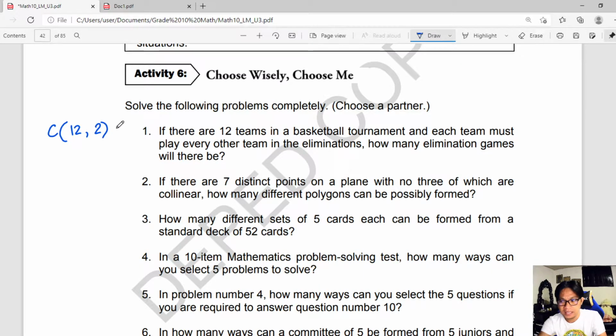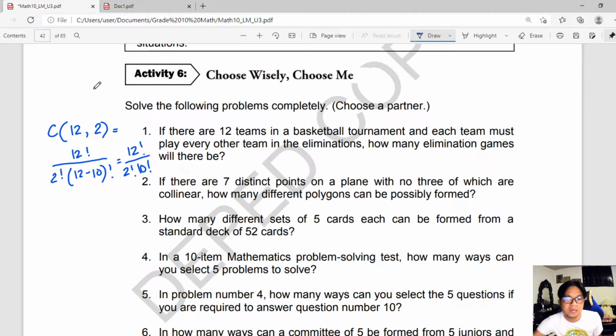Ito yung magiging itsura niya. Pag gamitan natin ng formula, magiging ganito. That is 12 factorial over r factorial, which is 2 factorial, times 12 minus 2, which is 10 factorial. Or that is 12 factorial over 2 factorial, 10 factorial. Pwede na ninyong i-extend ito. That is 12 times 11 times 10 and so on and so forth.